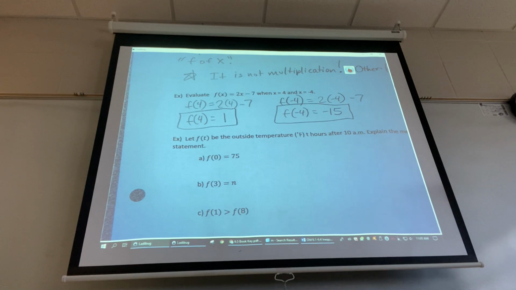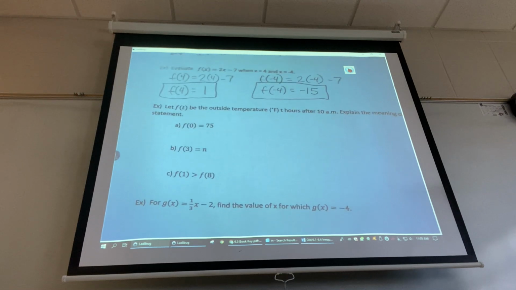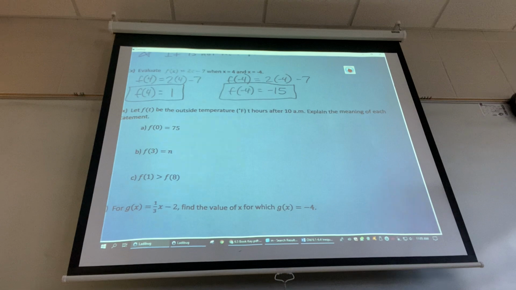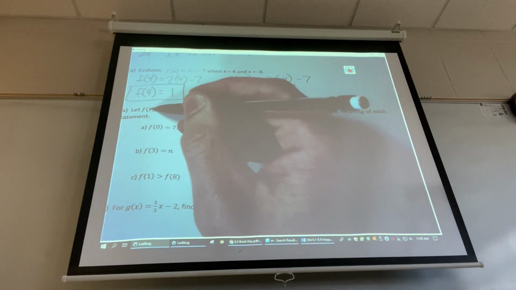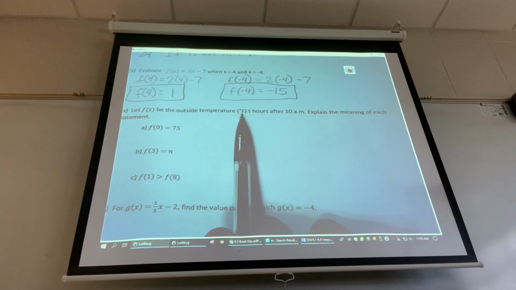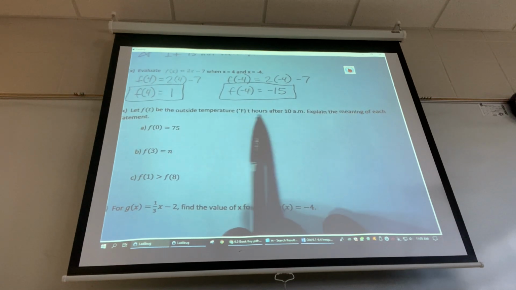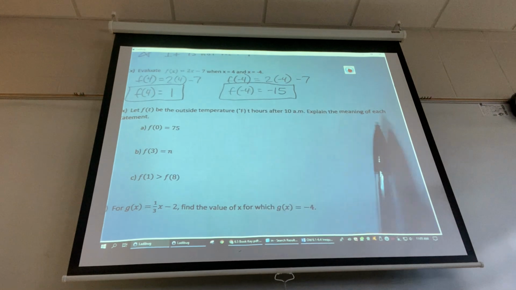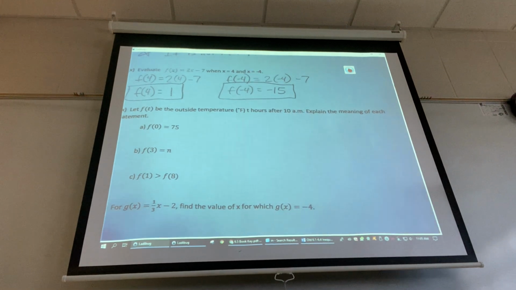Okay, so here's where it gets kind of interesting. On this next example, it says let f of t be the outside temperature in degrees Fahrenheit t hours after 10 a.m. And then it says explain the meaning of each statement.